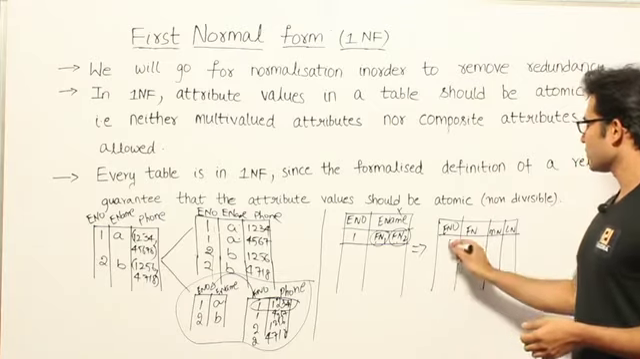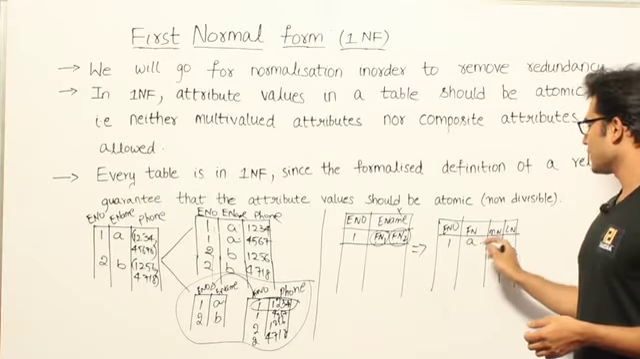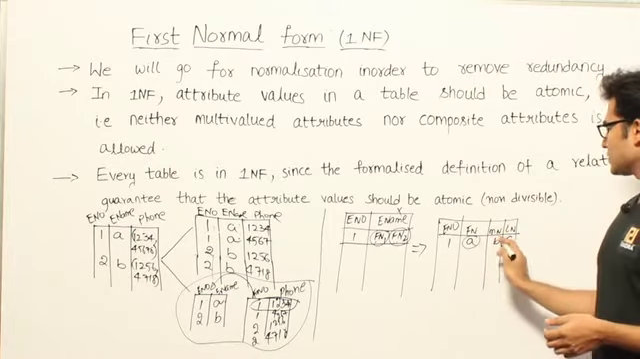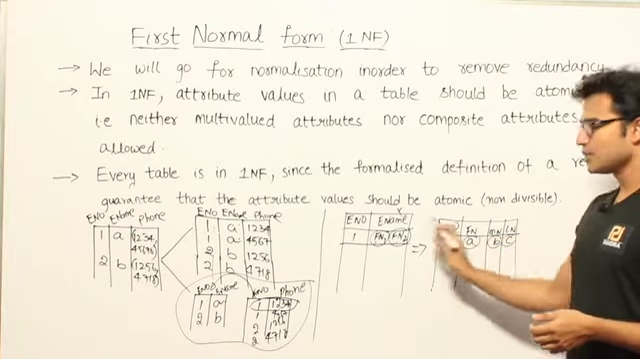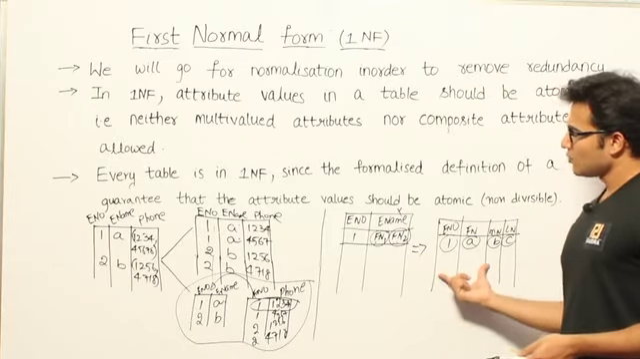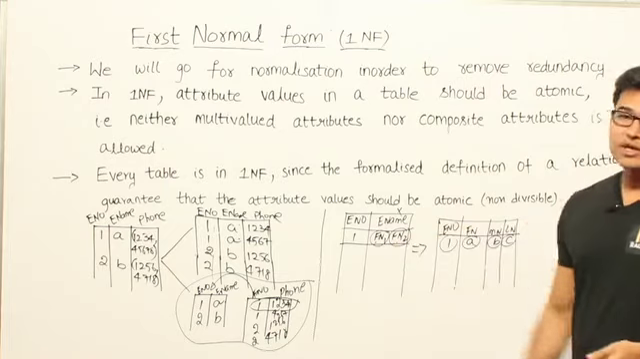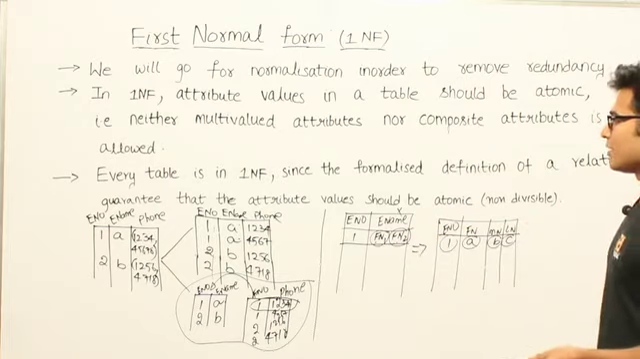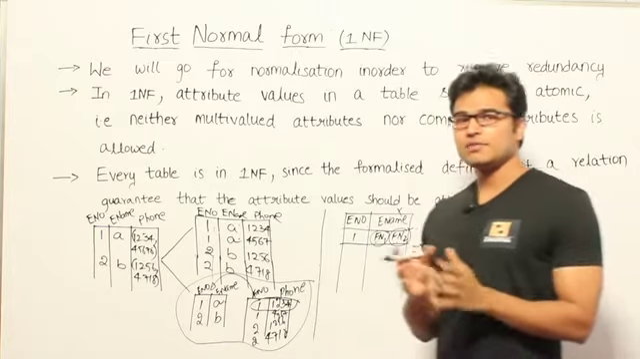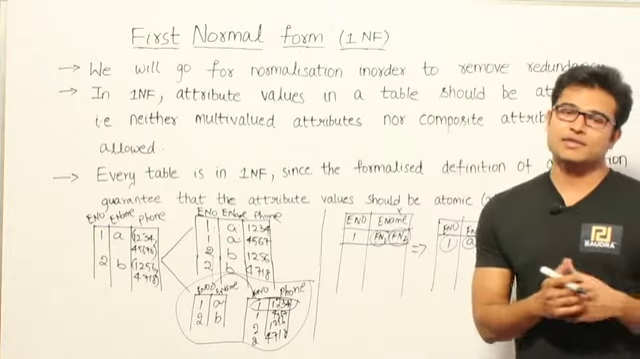Now what happens? Employee number 1 will have first name A, middle name B and last name C. Now if you observe this, everything in this table is atomic. Therefore again this table is in first normal form. Got it? And there will be one more case. The case will be nested attributes. Nested attributes means attributes can be both multi-valued as well as composite.